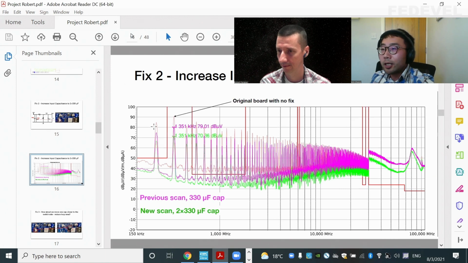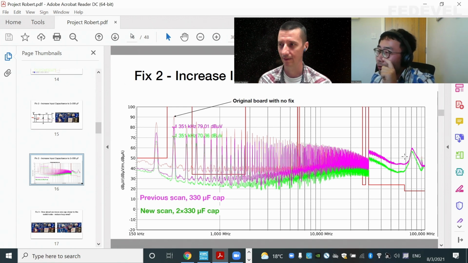In this case, the top trace is the first scan with no fix. The second trace is with one 330 microfarad capacitor. And with two, you bring down almost another 10 dB. And it's also effective up to about this level. Yeah, high frequency. In terms of high frequency performance, it is also improved by about 10 dB. Really? Wow. Yeah. So the first one actually didn't improve the high frequency performance.